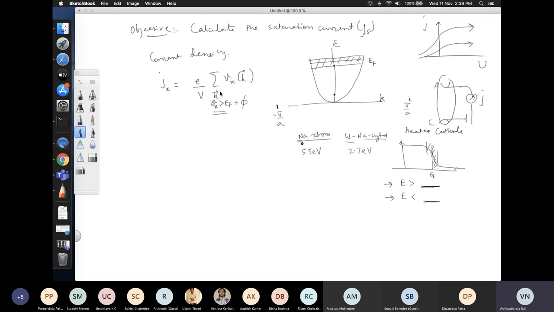So let's go ahead and see what we get. Given this, I will transform this k summation into an integral over the energy, in such a way that E is greater than E_F plus phi.